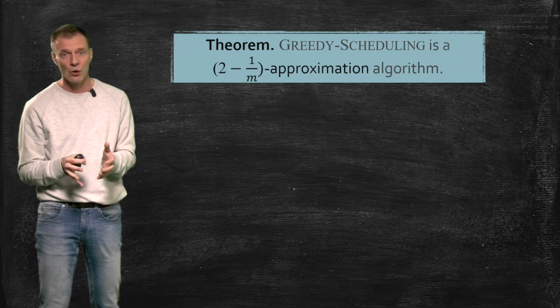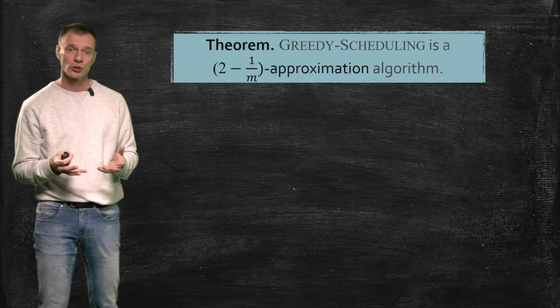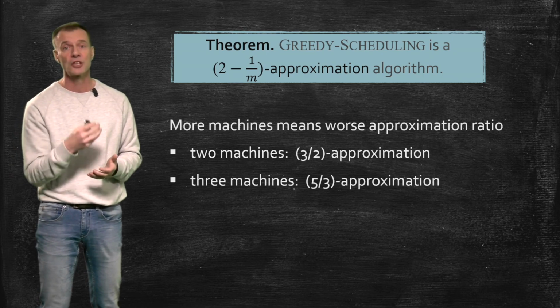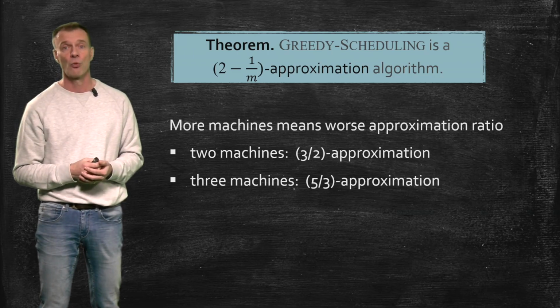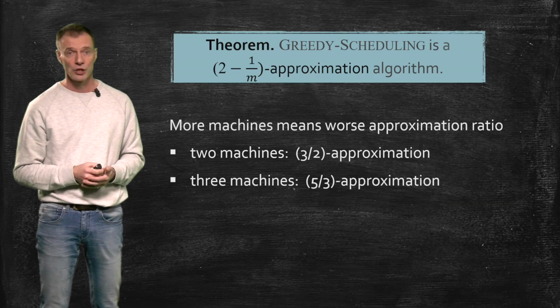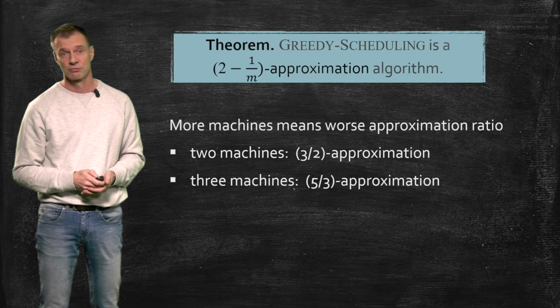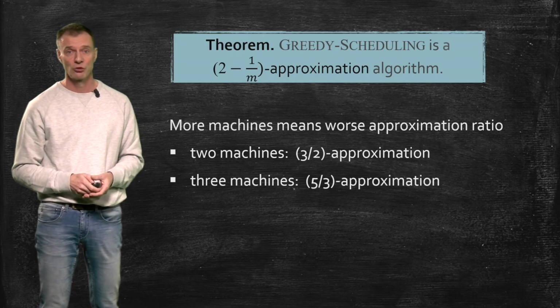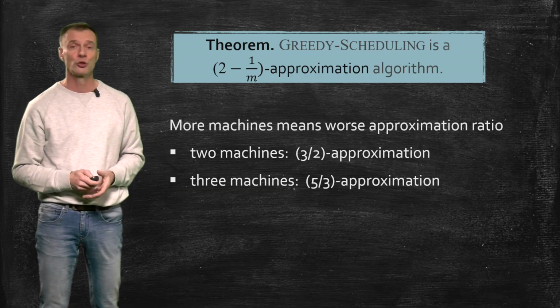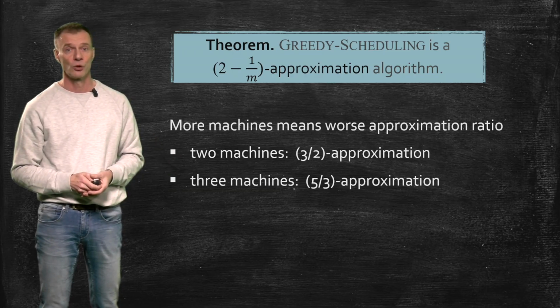Okay, so you see that now the approximation ratio starts to depend on the number of machines. Right? For 2 machines, m is 2, you would actually get a 1.5 approximation. For 3 machines, you would get a 5/3 approximation. Okay, so this is better than 2, but you see the larger the number of machines, the closer to 2 the approximation ratio will get.